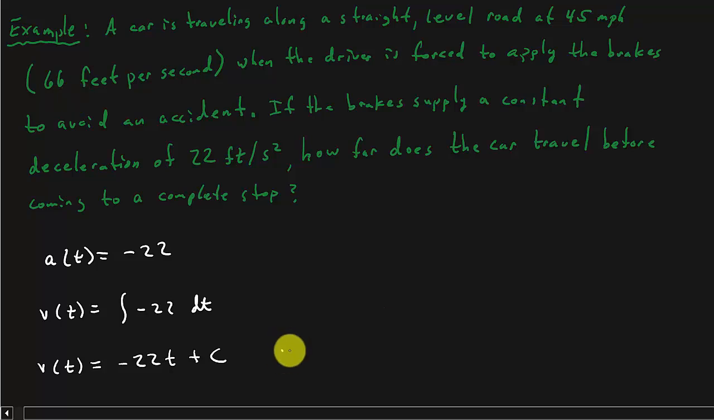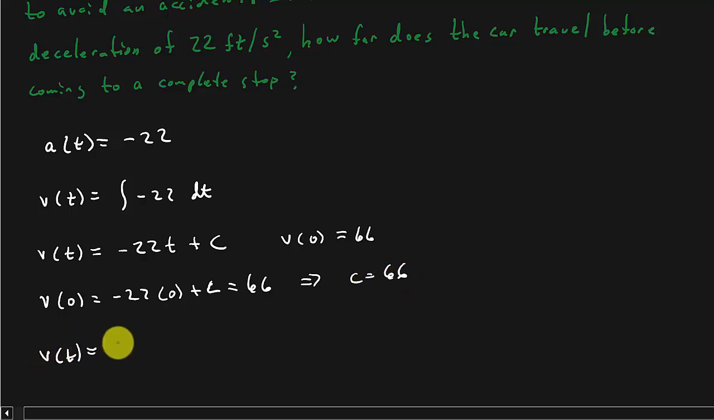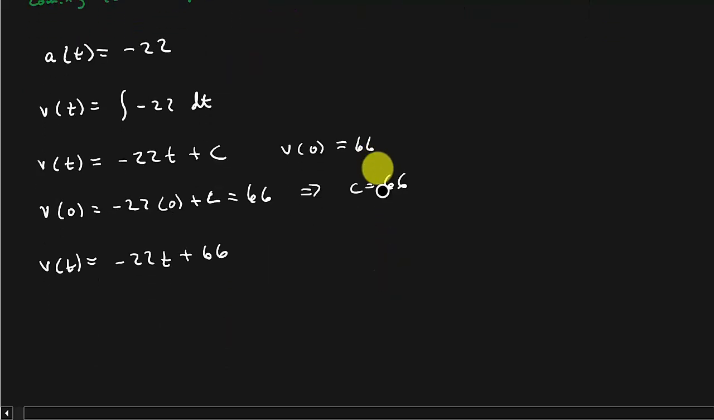So what this is telling me is that v of 0, if I take 0 and plug it in for t, I should get 66 as an answer. So v of 0 is negative 22 times 0 plus c, which should equal 66. And that's just 0, so that tells us c is 66. So v of t is equal to negative 22t plus 66. There's our velocity.